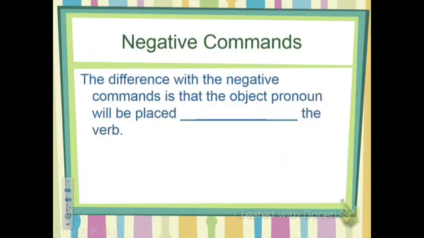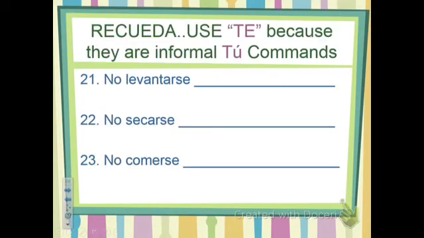Dame. Okay, negative commands. The difference with negative commands is that the object pronoun is going to be placed before the verb because remember, these are conjugated verbs and we can't do that. So no levantarse, and we're going to use te because all of these are informal tú commands. No te levantes. Levantes is the command, and we're telling you to do it, so no te levantes.